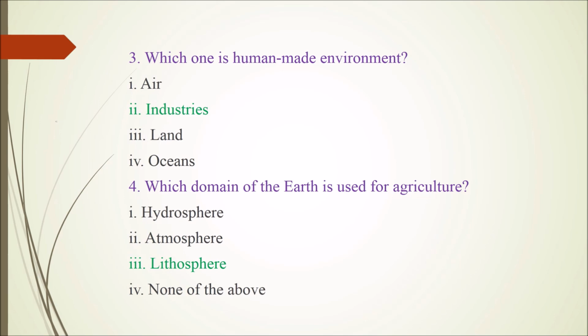Question number 4. Which domain of the earth is used for agriculture? Option number 1, hydrosphere. Option number 2, atmosphere.